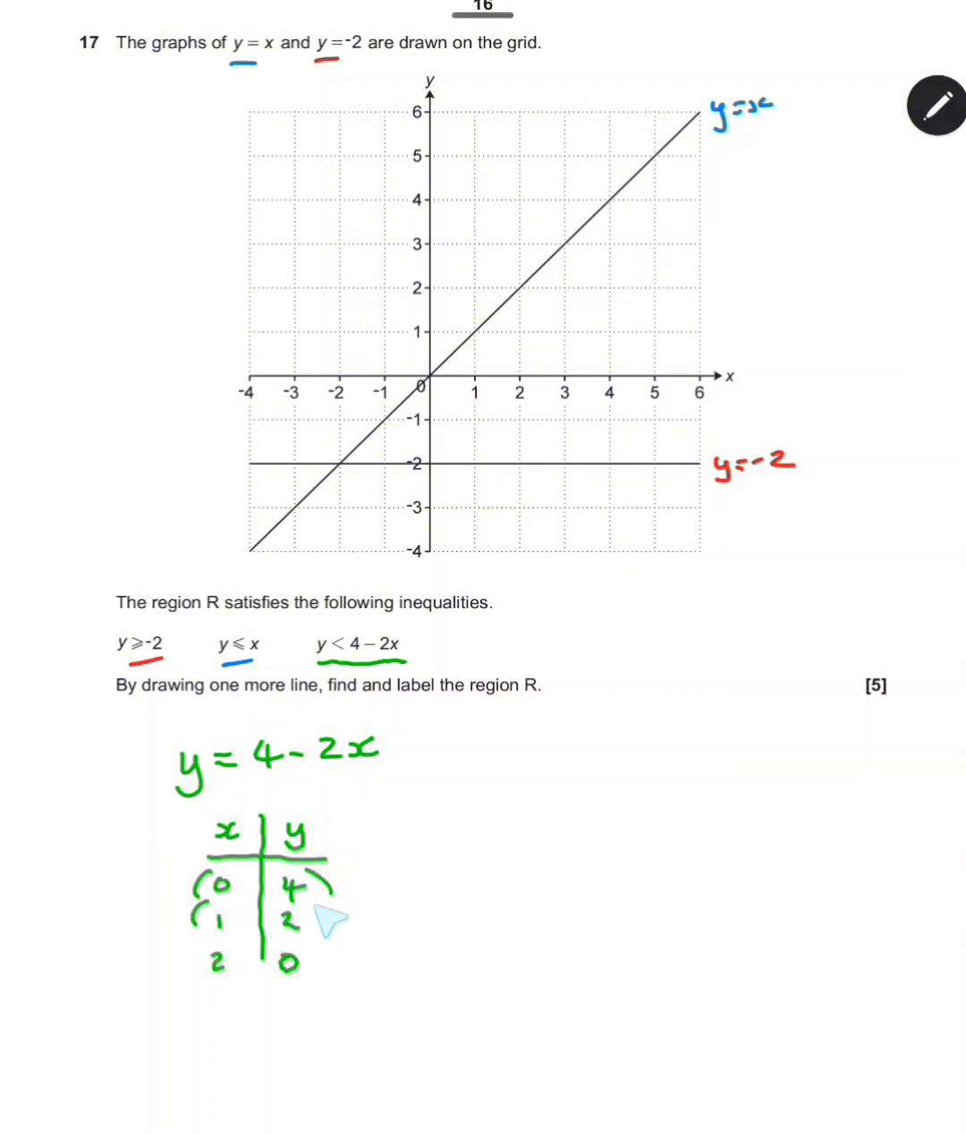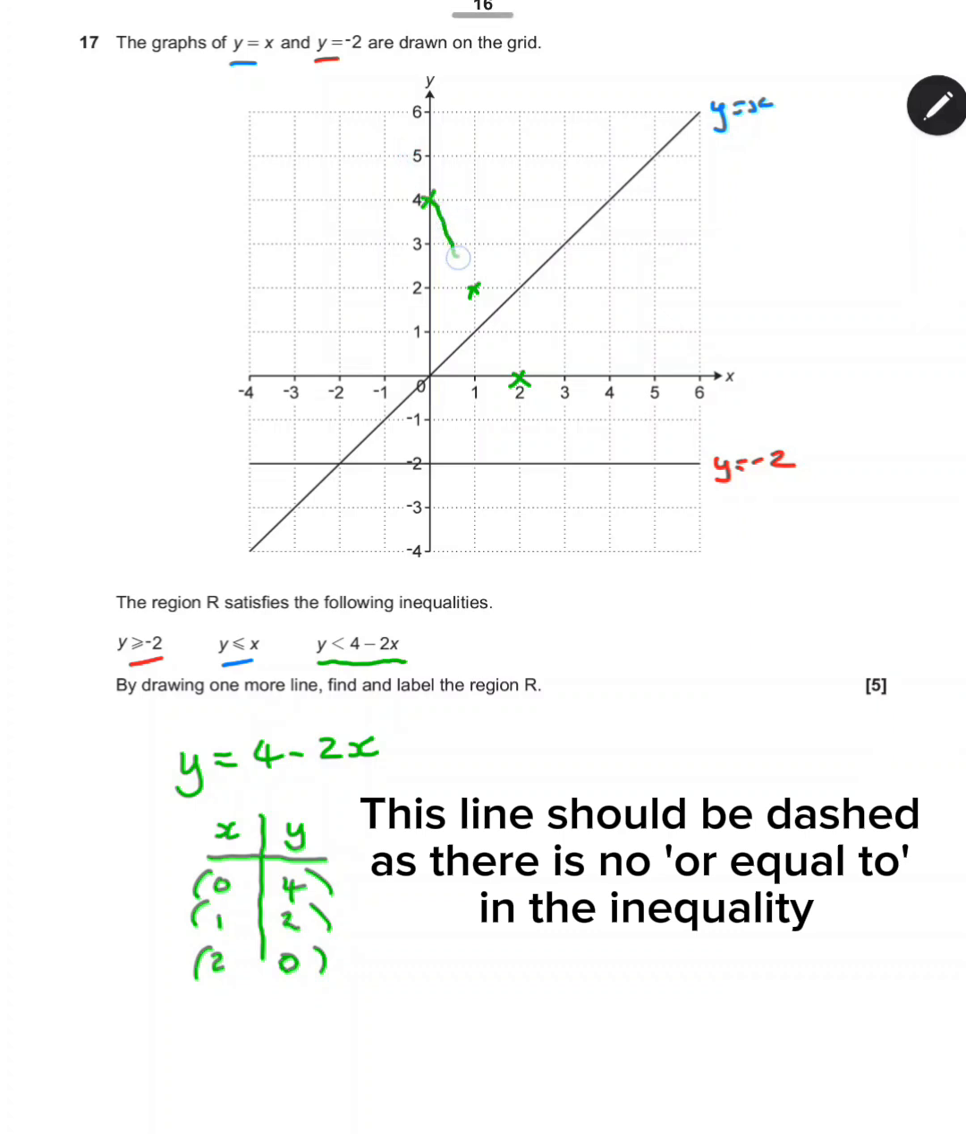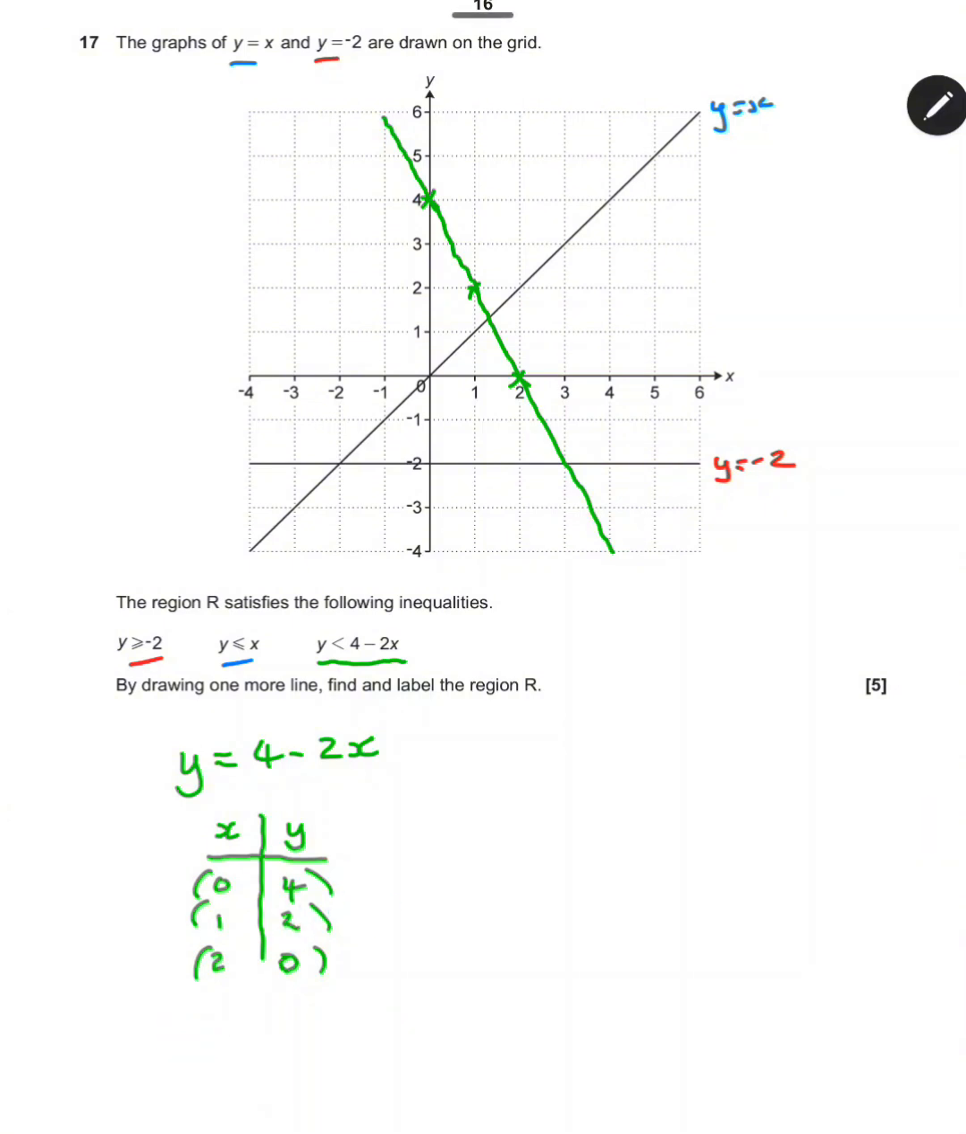These are now the coordinates that I'm going to plot. So I'm going to go across to 0 and up to 4, across to 1 and up to 2, and across to 2 and up to 0 will be there. Connect these with a straight line and keep going. What you'll find in most questions like this is you get a nice little triangle in the middle of your diagram, and that is usually the region that we're looking to shade in or label. We must just check that that's the right region and we've not got something else.